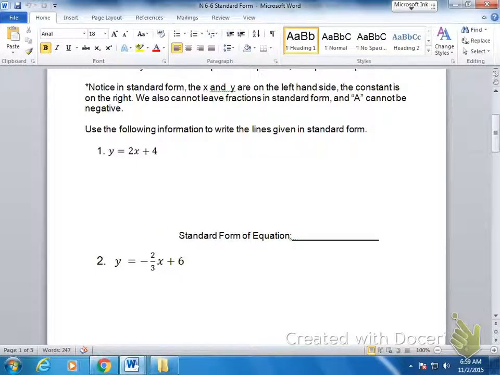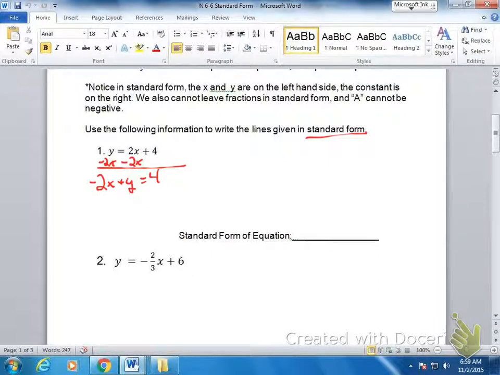It says, use the following information to write the given line in standard form. So we are given an equation in y equals mx plus b form. We need to put it in ax plus by equals c form. So the first thing we want to do is move all our x's and y's over to the left side. So I need to move my 2x to the left. So I'm going to subtract it from both sides. Once I do that, I get negative 2x plus y equals 4.